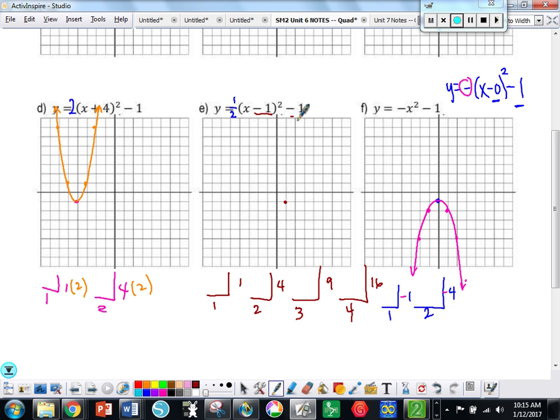The opposite of this is exactly that. Now, this one has been compressed, right? How do I know it's been compressed? There was a 1/2. Good. Which means I'm going to take all of my ups and multiply them by 1/2, which is the same thing as dividing by 2. This one should look a lot wider than the other.